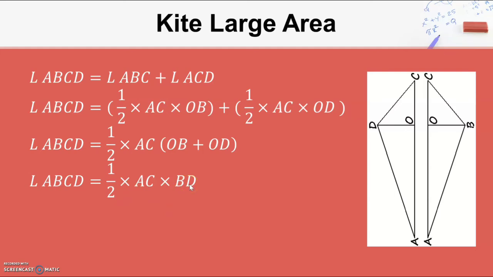AC and BD are the diagonals of the kite. AC is diagonal 1 and BD is diagonal 2. So, the area of kite ABCD is defined as 1 divided by 2 times d1, or diagonal 1, times d2, or diagonal 2.